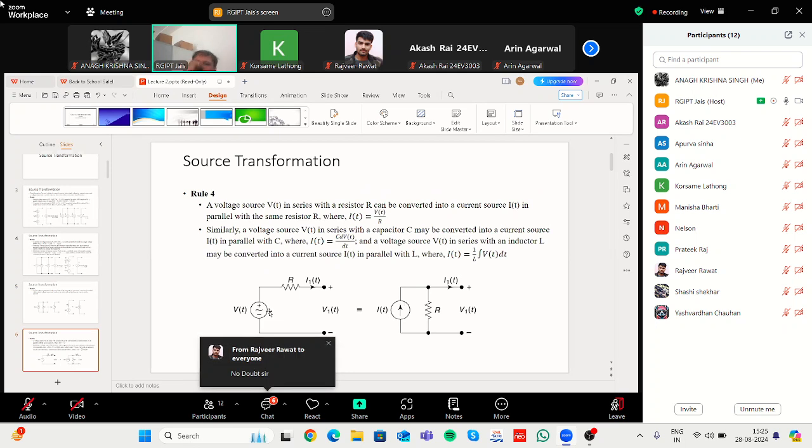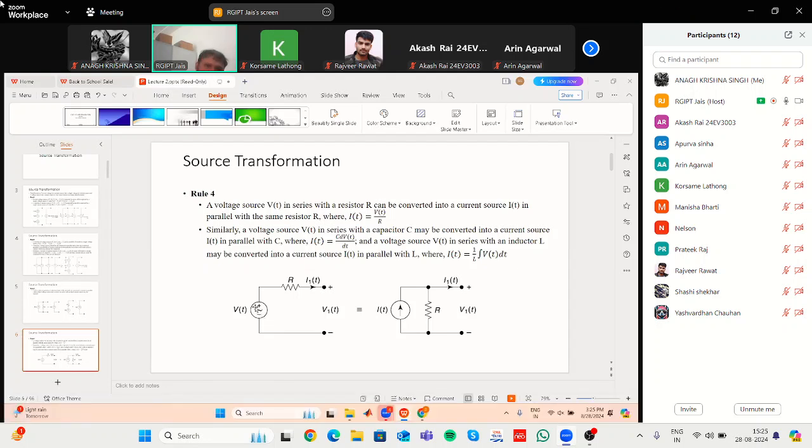Rule 4. Now this is the most important one. That means how you can move from a voltage source to a current source, and back to a voltage source. Now, in the previous rule, you cannot connect a resistance in parallel to the voltage source, but you can always connect a resistance in series with the voltage source. Similarly, you cannot connect a resistance in series with the current source, but you can always connect a resistance in parallel to the current source.